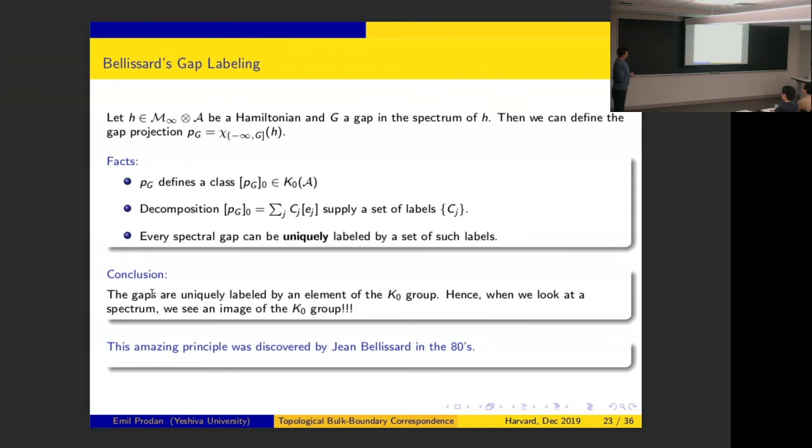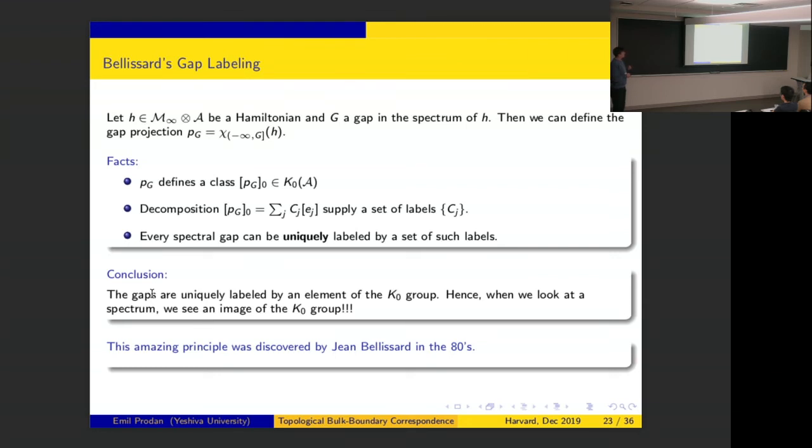The gap labeling. So suppose I'm taking a Hamiltonian from this algebra, and G is a gap, then I can define the gap projection, just the indicator function for this interval applied on the Hamiltonian. And this projection defines a class in the K group. It has a decomposition like so. So a set of labels can be placed on this gap G. So every spectral gap can be uniquely labeled by such labels. Conclusion: the gaps are uniquely labeled by an element of the K0 group.